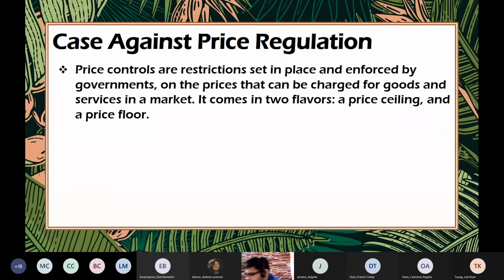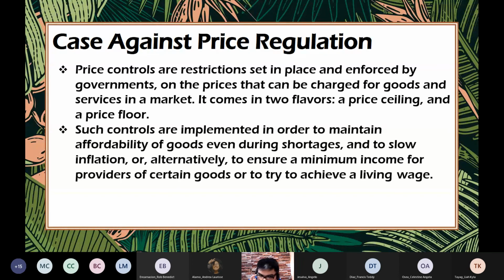Such controls are implemented in order to maintain affordability of goods. So kaya nga, kahit hindi tayo familiar masyado sa economics, narinig natin sa mga balita na mayroong price ceiling. Pero yung price floor, bihira natin marinig. Are implemented in order to maintain affordability of goods, even during shortages, and to slow inflation, or alternatively, to ensure a minimum income for providers of certain goods or to try to achieve a living wage.